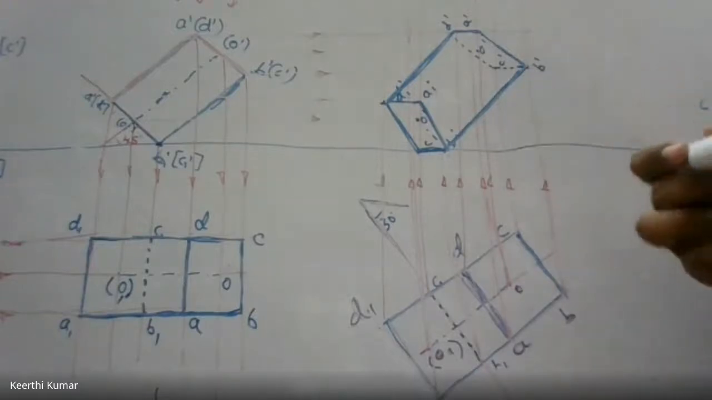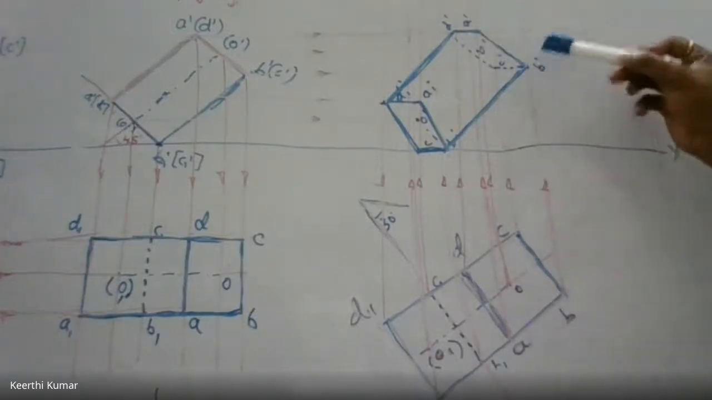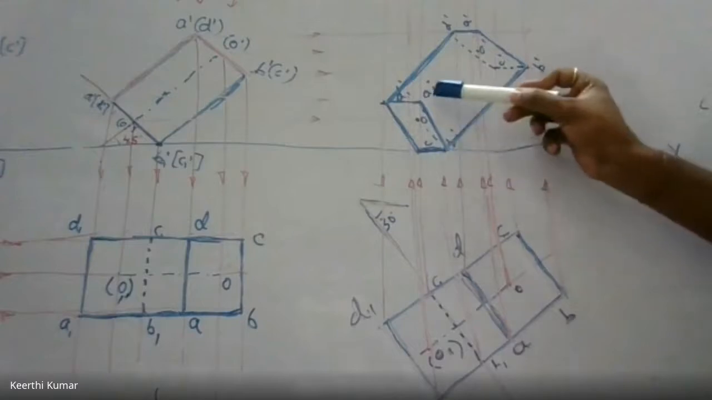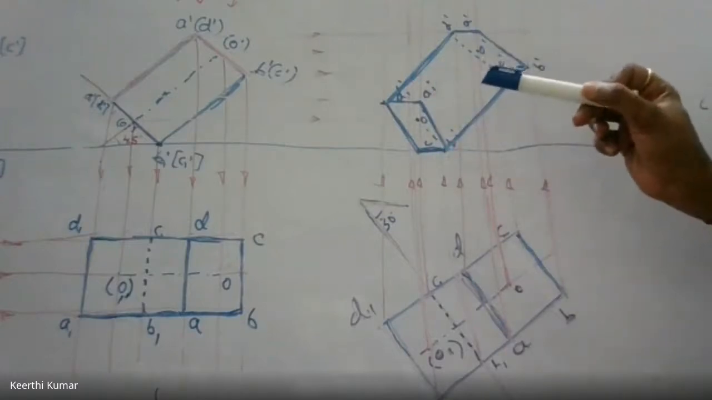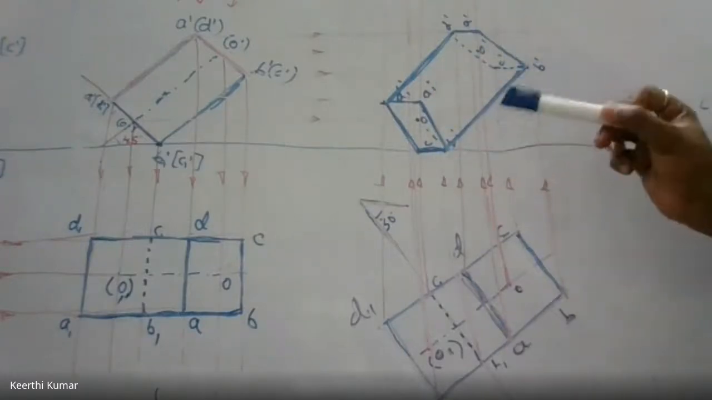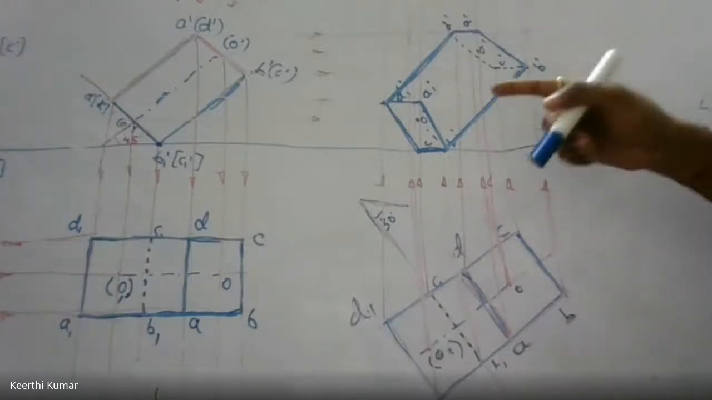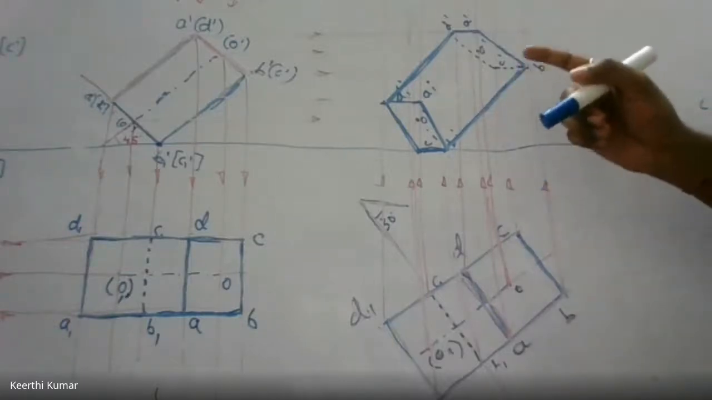So that is done. What is the connecting order now? A, B, C, D, again A; A1, B1, C1, D1, again A1. That is done. Then there was one more connection: A to A1, B to B1, C to C1. Correct? Check out now. I want to get A to A1.